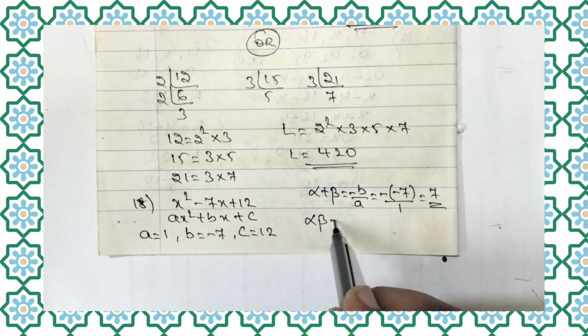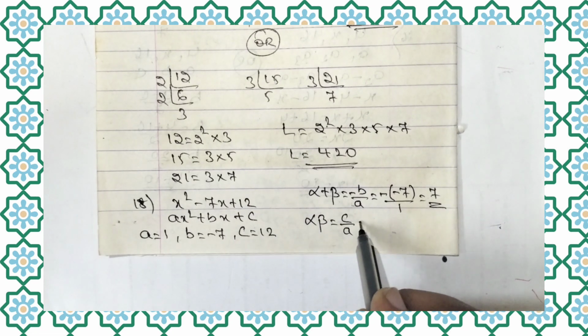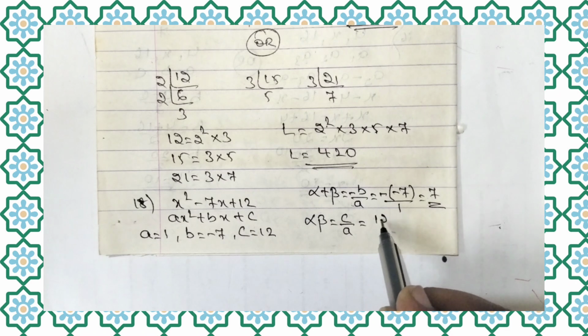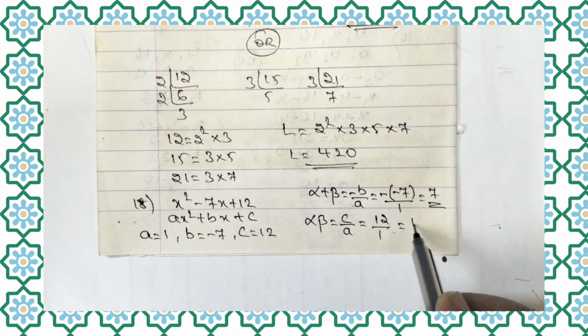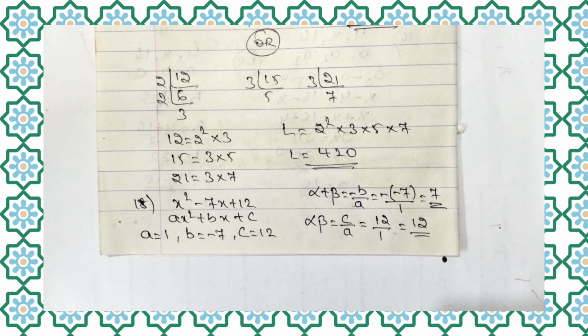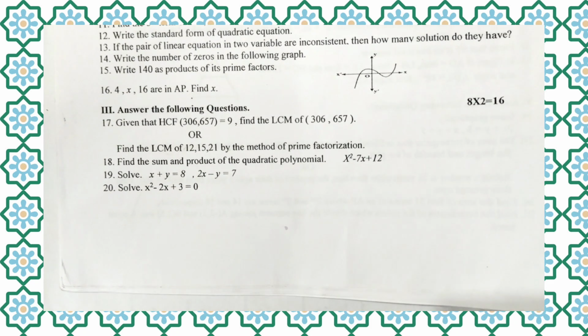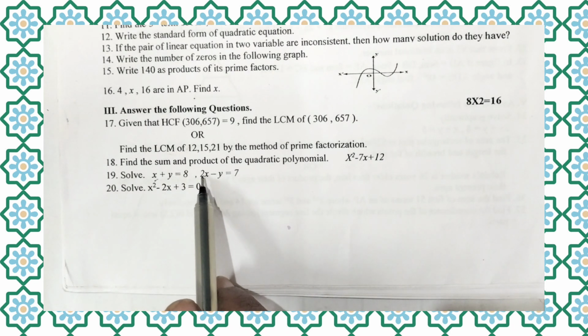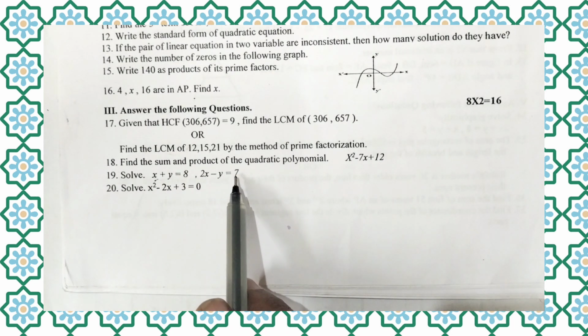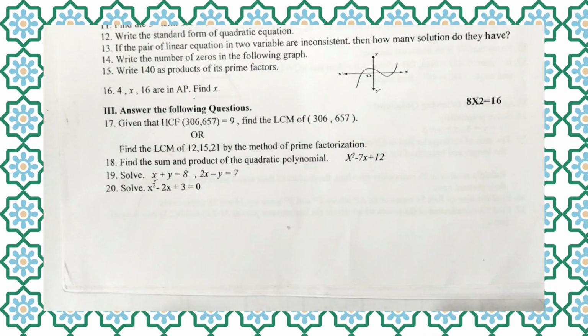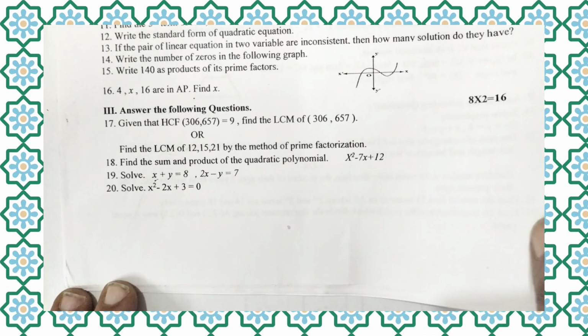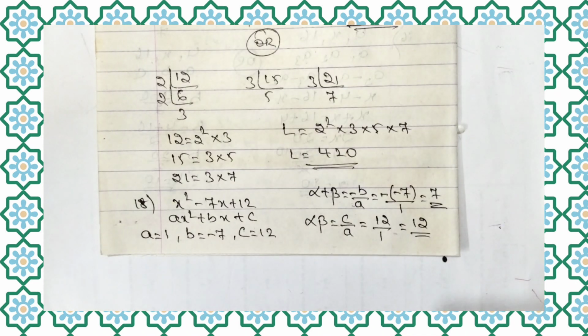Then alpha beta is equal to c by a. So c is 12 and a is 1. Therefore the product will be equal to 12. Sum is 7 and product is 12. Now let us move to question number 19. If x plus y is equal to 8 and 2x minus y is equal to 7, we have to solve for x and y. So let us solve question number 19 now.